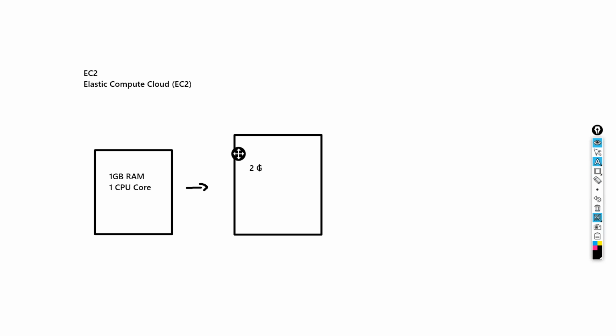Okay, I'll make it as 2 GB RAM and 2 processing CPU cores. All right, so this is what elastic means. Okay, elastic. So the AWS EC2 service gives us the option of resizable compute capacity in the cloud. Whatever servers we have, we can increase or decrease the configuration based upon your requirement.